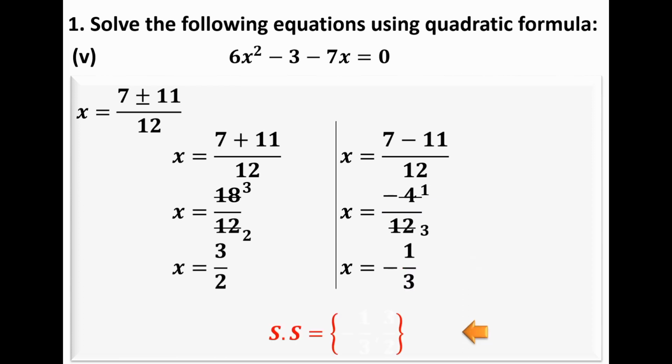Now, solution set is equal to within curly brackets. Smaller value is minus 1 by 3. So, minus 1 divided by 3 is written first. Then, larger value is written. So, 3 divided by 2 is written. Hence, this is our answer.